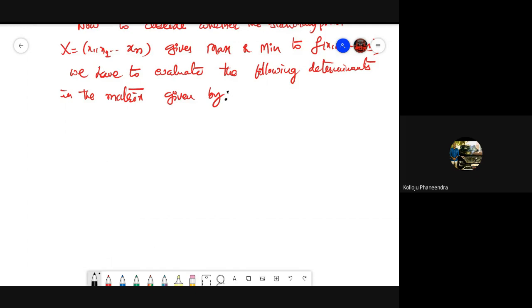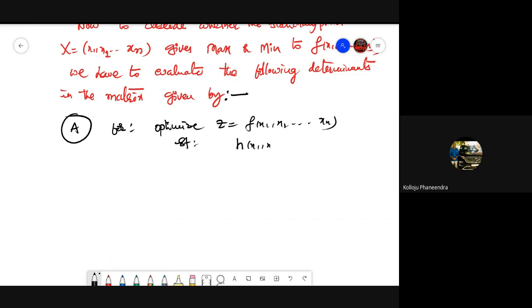Case A. Optimize z equal to f of x1, x2, and so on, xn, subject to h of x1, x2, and so on, xn equal to 0, xj greater than or equal to 0. What is this? Objective function with n variables, only one constraint. Like the previous case, where we had one constraint with two variables. Now here how many variables?